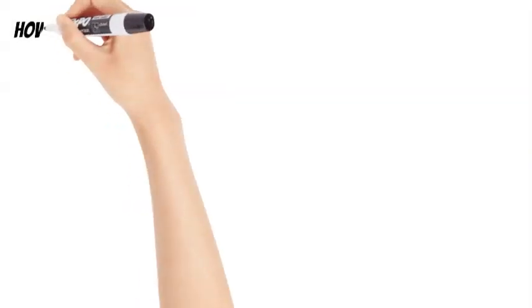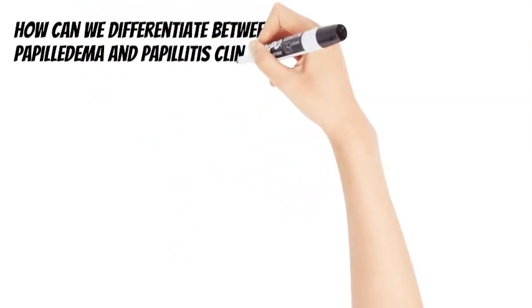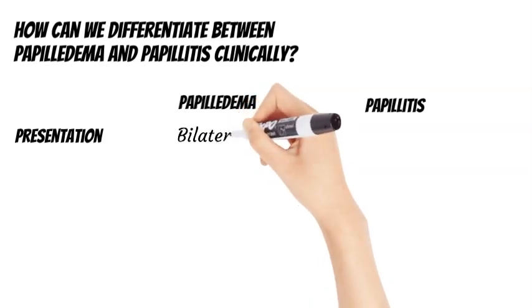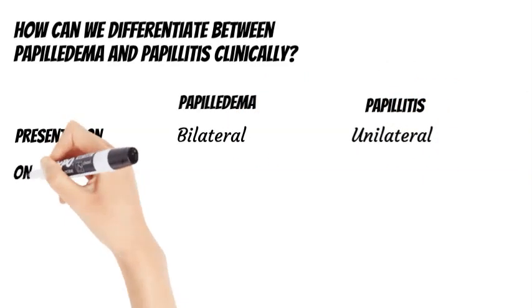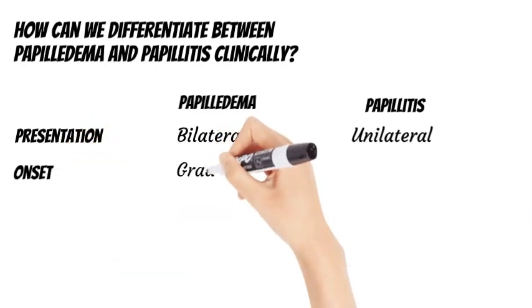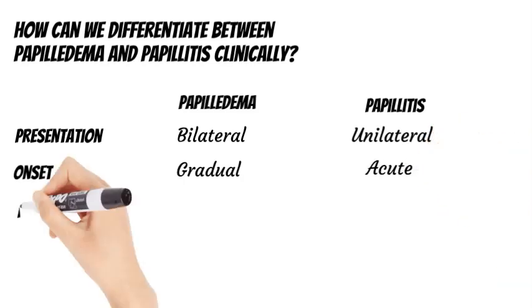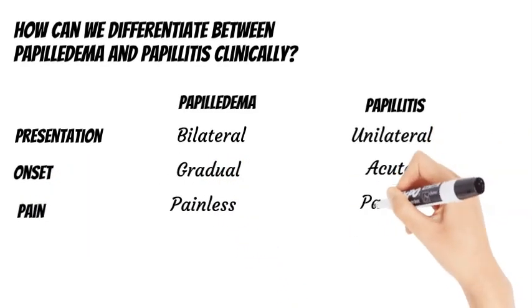How can we differentiate between papilledema and papillitis clinically? Regarding presentation, papilledema is usually bilateral, while papillitis has a unilateral presentation. The onset of papilledema is gradual over weeks, while it is acute in papillitis. Pain in papilledema is usually absent, however papillitis is painful.